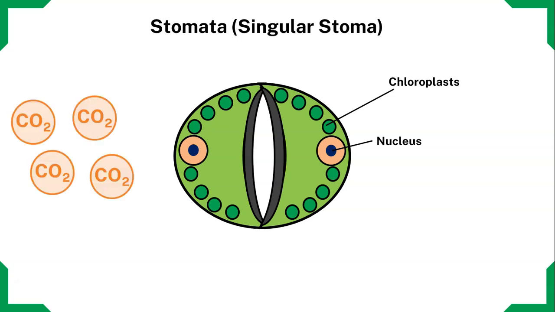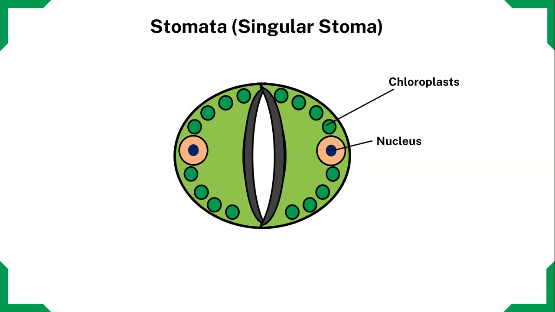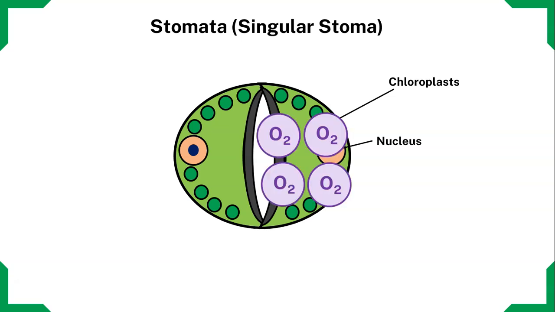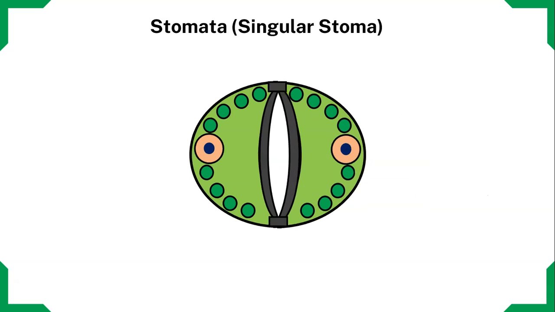So carbon dioxide enters into these small pores, and that's when it enters into the air cavities present in the leaf, like in the mesophyll as we've seen. And after that, photosynthesis occurs and the carbon dioxide is utilized, and the byproduct of photosynthesis, which is oxygen, is also released through the stomata, or it's directly utilized for respiration by the plant.